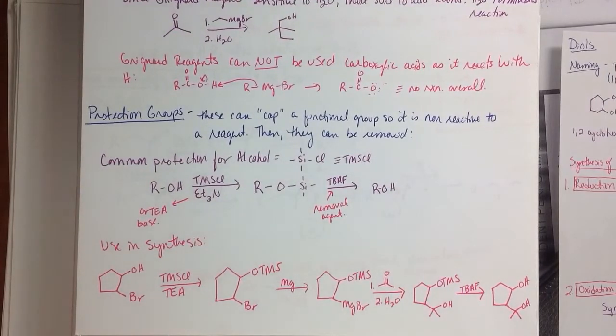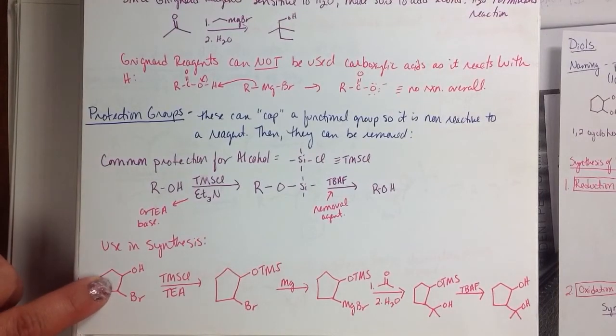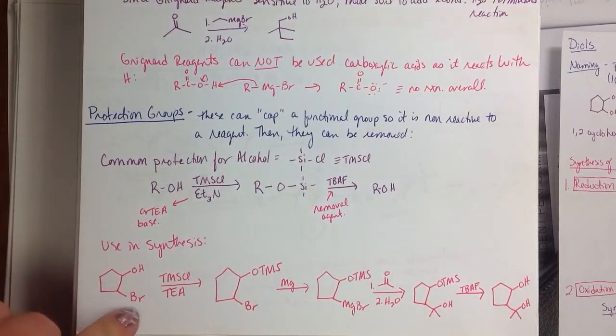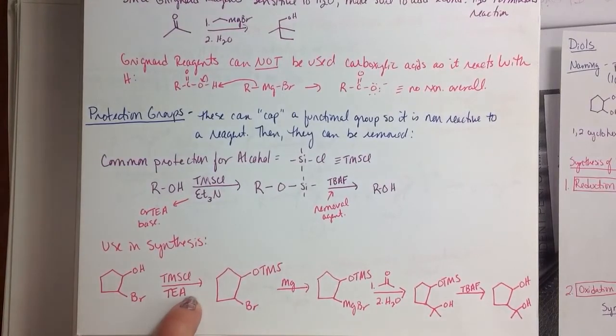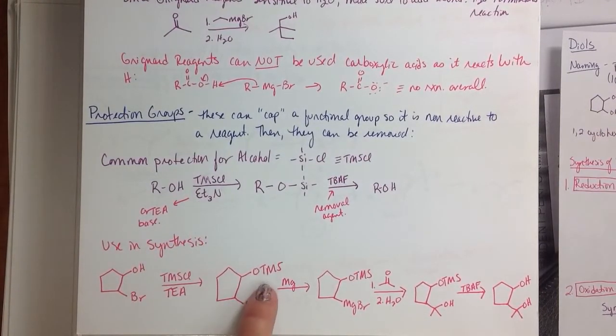So here's how we can use that, right? Let's say that we make something like this. And we want to be able to use this guy without him reacting. Well, what we can do is we can use TMSCl and TEA, or triethylamine, same thing here, and we end up with this OTMS group, right? Well, now we can turn this into our Grignard reagent, because now we can just add Mg and make that happen. And then whatever type of C=O bond we end up with here, you can end up adding it right there. See how I did that?